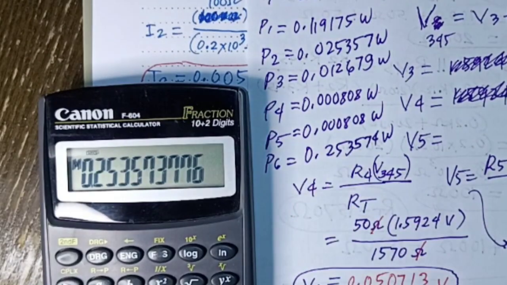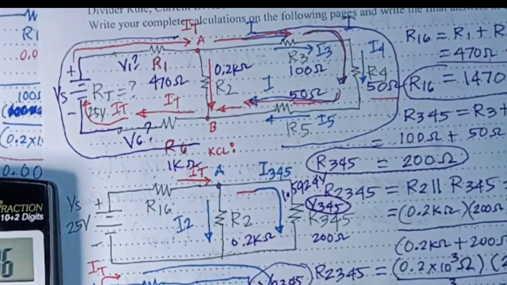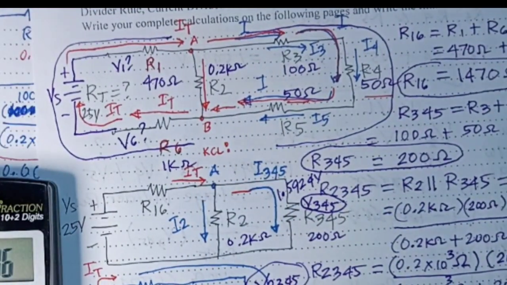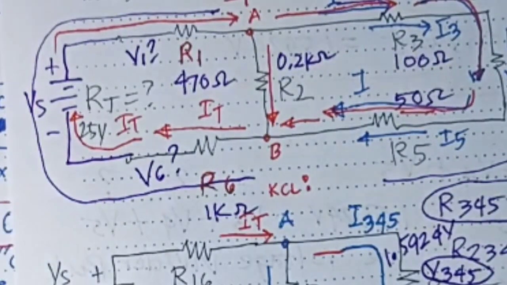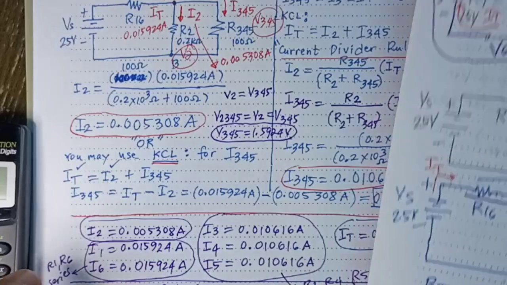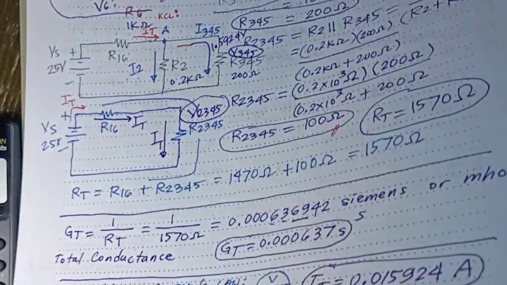Watts. As you can see, the P6 has the highest power also, simply because the R6 has the biggest resistance of 1 kilo ohms. And so that's it. These are the answers that we got from our calculations.